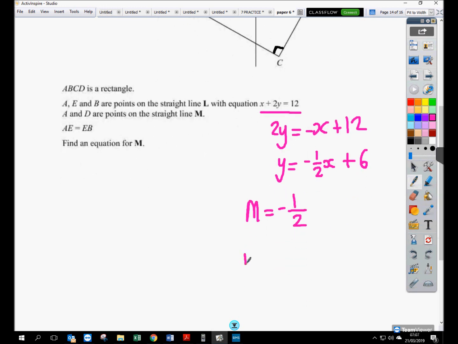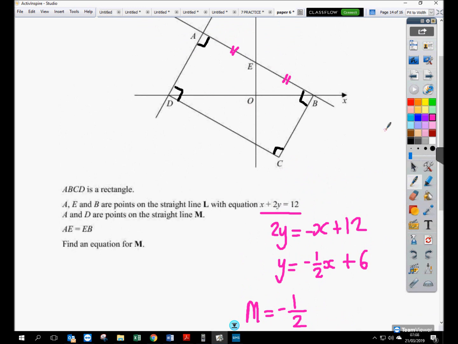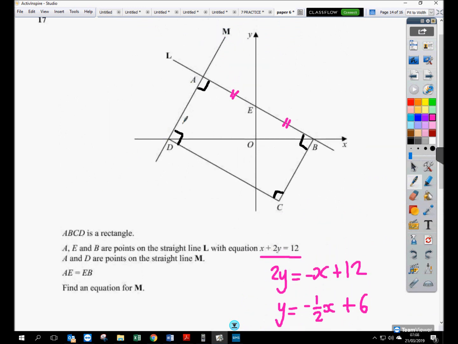The way that you work out the perpendicular gradient is you do minus 1 divided by the first gradient. So if I type in minus 1 divided by minus a half in the calculator, it will give me the answer positive 2. So the gradient of line M is 2. Now this makes sense, because if you look at line M, it has a positive gradient, and we've just worked out the gradient is 2. So this looks good to me. So y equals 2x plus c.